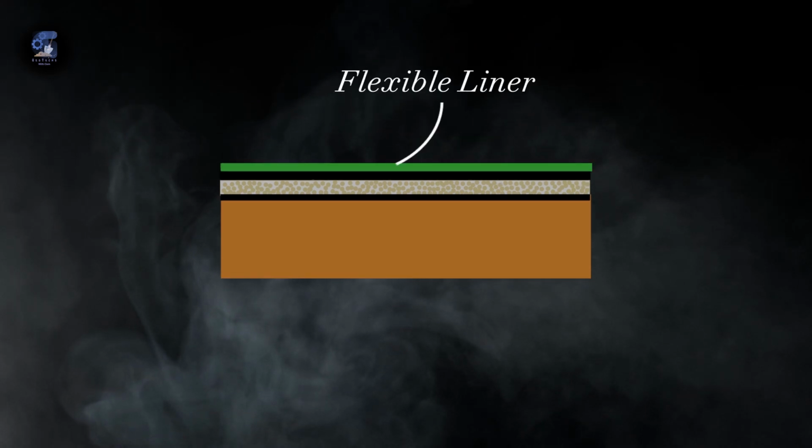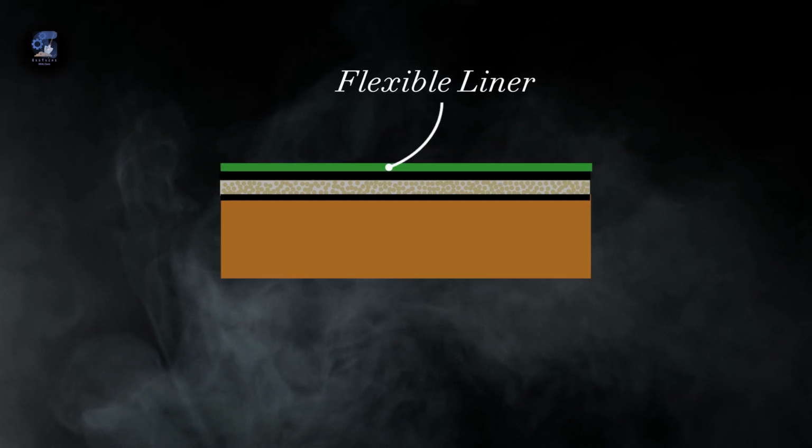To protect the geosynthetic clay liner from wear and tear, an impermeable 60 mm flexible liner is installed. The composite of the two is 1,000 times more resistant to leakage than either component used alone.